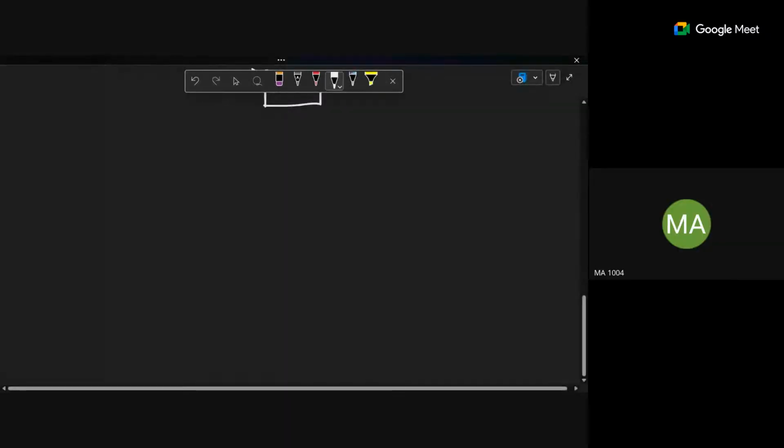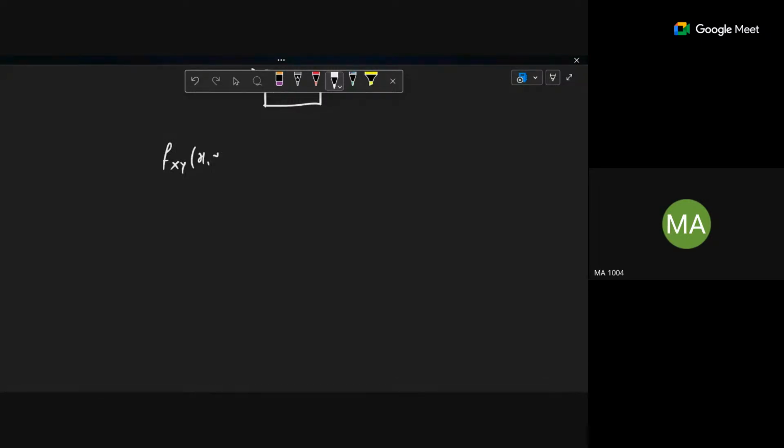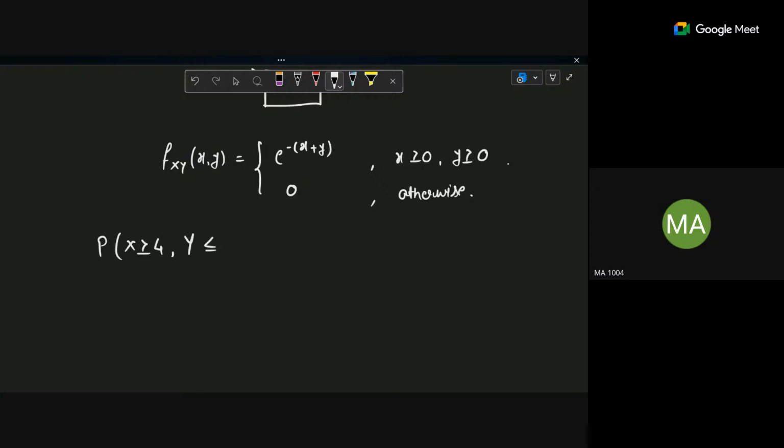Okay, so now we have the value of k as 1. So our PDF will become f(x,y) equal to e to the power minus (x plus y), where x and y are both greater than or equal to 0. There is not much change, but whenever you want to find the probability that x is taking values greater than or equal to something, let's say 4, and y is taking values less than or equal to 4.